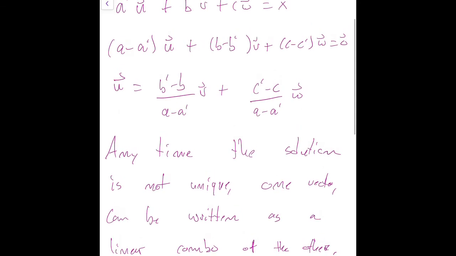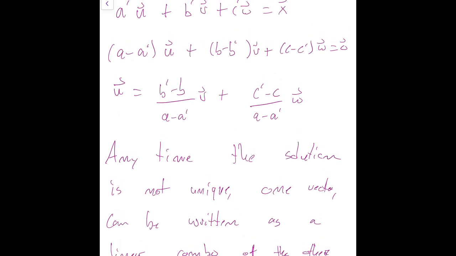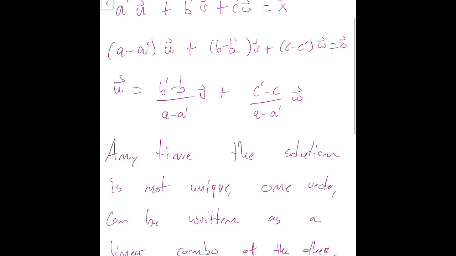So if U can be written as a linear combination of V and W, then yes, there are other scalars. If U cannot be written as a linear combination of V and W, then there are not other scalars A prime, B prime, and C prime, all not equal to A, B, and C, such that A prime U plus B prime V plus C prime W is equal to X. Okay, so now let's look at number 4.